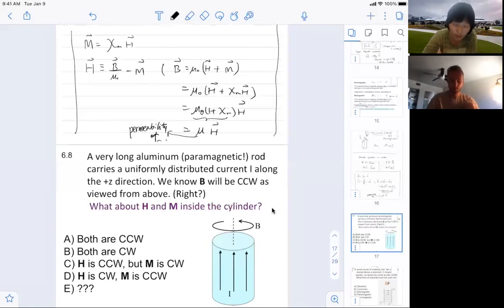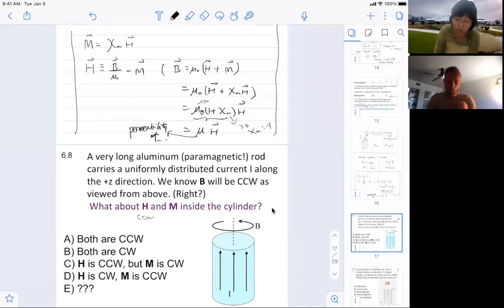The maximum amount of chi, you can see this is a positive value, right? 1 plus this is larger than 0 for most materials. The smallest you can have is in superconductors where your chi of M is -1. So in that case, your B goes to 0. But for all the other materials, 1 plus chi M is always positive. So H is in the same direction as B. Very good. So I know that H is also counterclockwise.